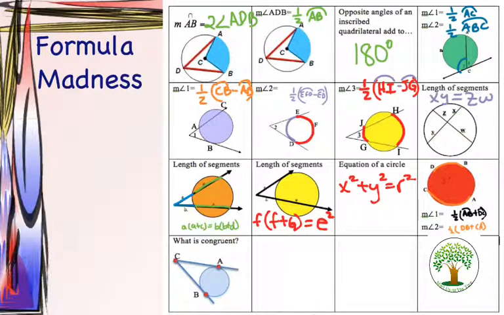Last one, we already covered it. Covered this at the beginning. If we have two tangents, we're talking about what's congruent here. These lengths are congruent, and you can just mark them as such instead of writing the congruent. Okay, these are the answers for your Formula Madness. I hope this has helped.